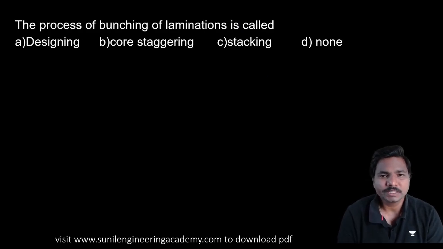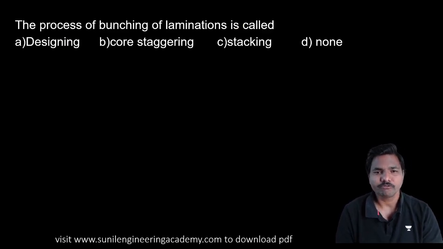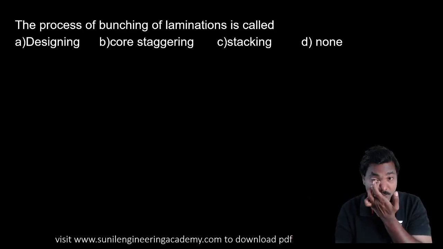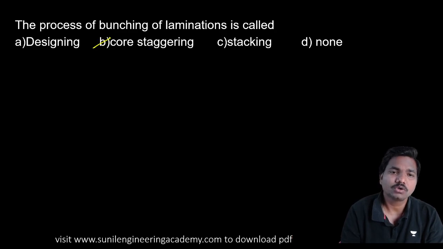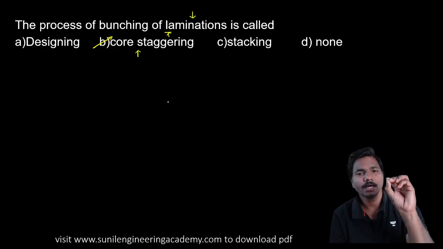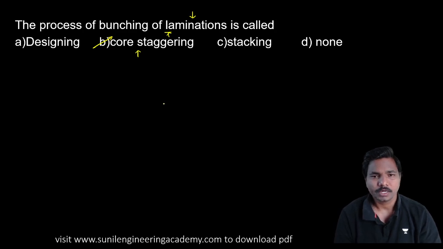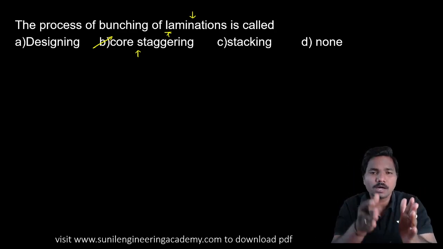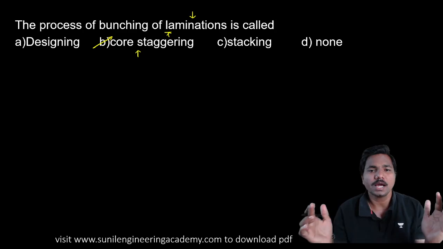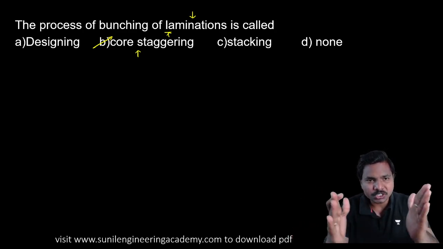The process of bunching of laminations is called as dash. This one is called core staggering, guys. Why are we using laminations? To reduce the eddy current losses. Laminations are nothing but taking a very big core and dividing it into small cross-section area cores, and then bunching them all together.